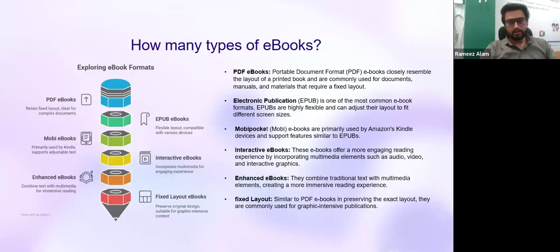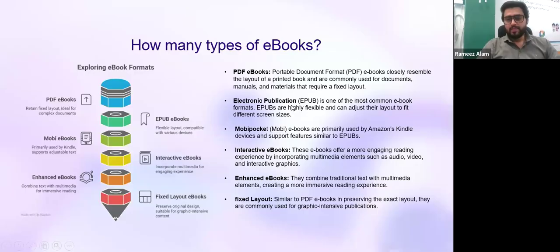Now we are going to see how many types of ebooks there are. There are many types of ebooks, and these are the most popular: PDF, EPUB, MOBI, interactive ebooks, enhanced ebooks, and fixed layout ebooks. What is a PDF ebook? PDF stands for portable document format. PDF ebooks closely resemble the layout of a printed book and are commonly used for documents, manuals, and materials that require a fixed layout.